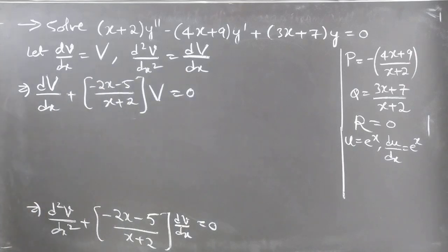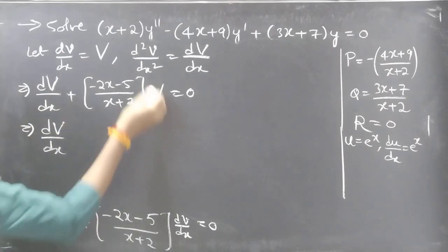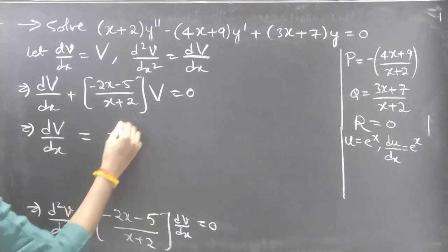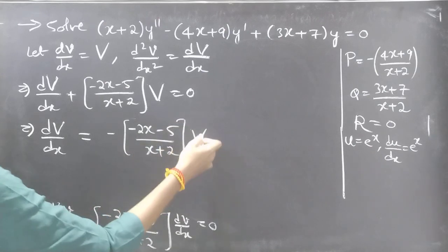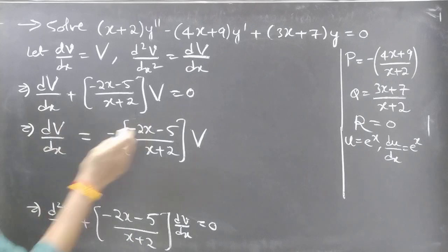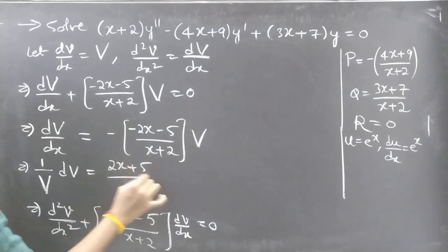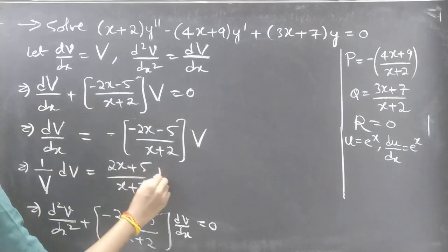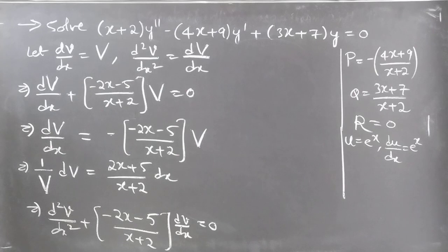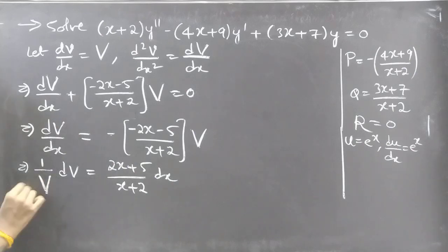Now we need to separate the variables. I'll just take this term to RHS. I'll get dV/dx equals minus of (2x minus 5) by (x plus 2) into V. Now I'll bring this V to LHS and I'll take the differential dx to RHS. I'll get 1 by V into dV equal to (2x plus 5) by (x plus 2), after multiplying these two terms with minus and taking the differential dx to RHS. So if you notice, here the variables are separable, right? We can perform integration, but okay, let's perform integration.